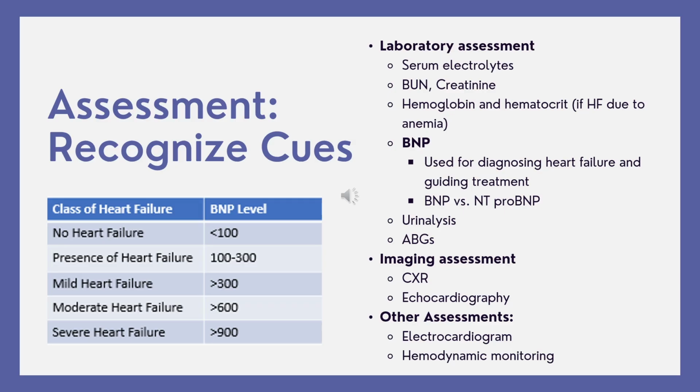We can get a urinalysis that may reveal some proteinuria and a high specific gravity. And they can also have some microalbuminuria, which can serve as an early warning sign of heart strain before any symptoms actually occur. Arterial blood gases are going to be assessed to evaluate the oxygenation and acid-base balance.